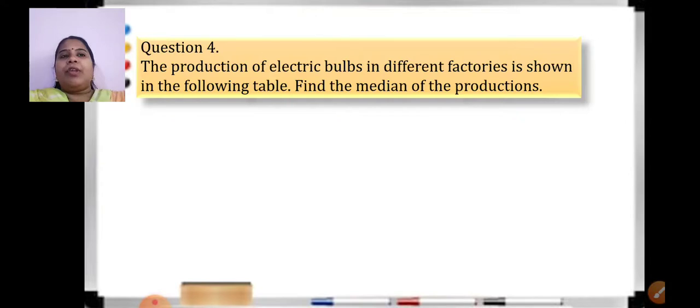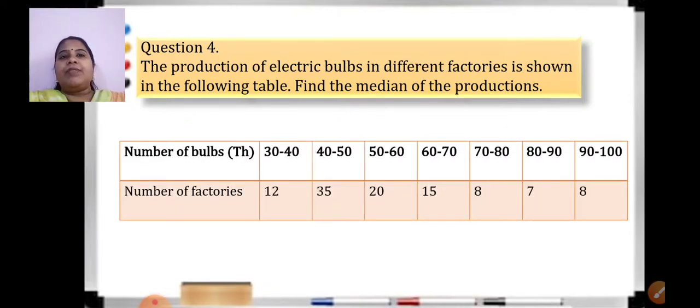The production of electric bulbs in different factories is shown in the following table. Find the median of the productions. Now I need to find median in this. The table given is this. Number of bulbs. Now in bracket they have specified the unit as thousands. So you have to take care of this. Okay. Number of bulbs in thousands.